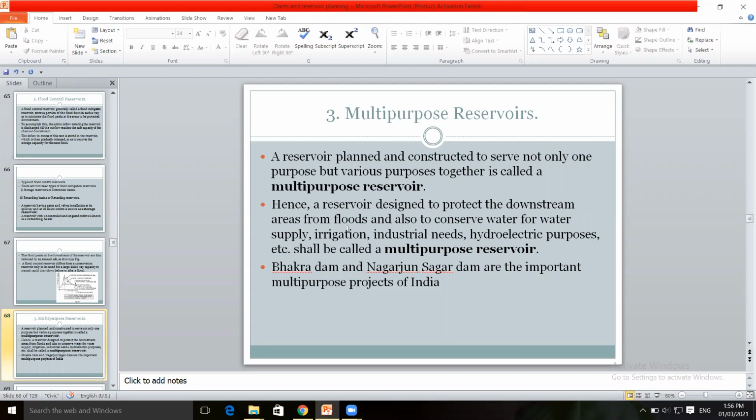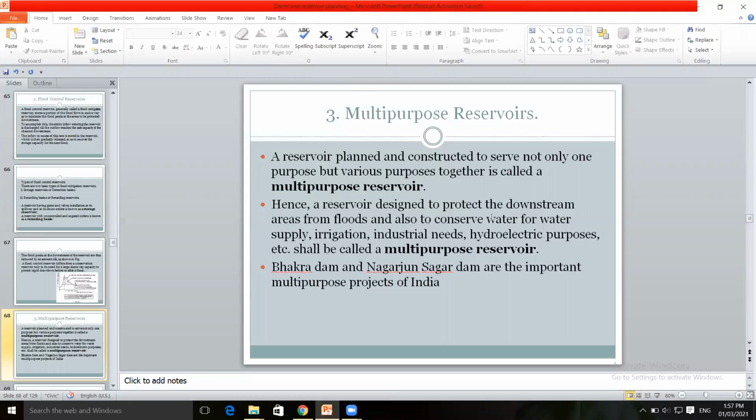Throughout the year, water is supplied to fulfill the industrial needs of industries and factories, and for generation of electricity. These are the various purposes, the multi-purpose requirements. Depending upon the requirements and objectives, this multi-purpose reservoir is designed. So this is the difference between a storage reservoir, flood control reservoir and multi-purpose reservoir.